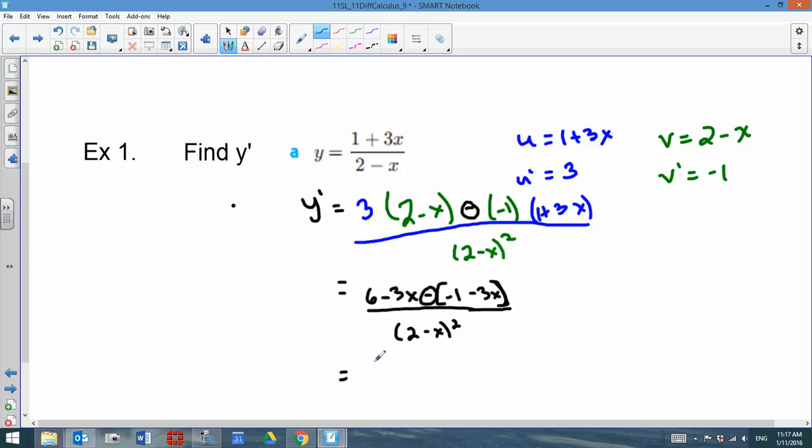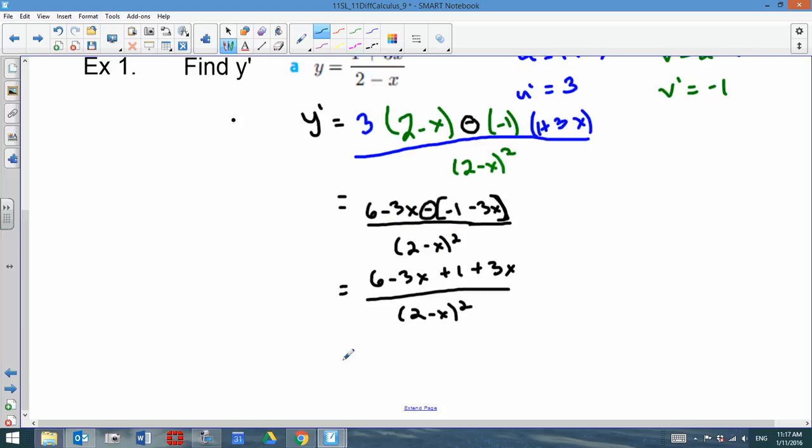Let's go ahead and simplify that again. So 6 minus 3x plus 1 plus 3x over the same denominator of 2 minus x squared. And then we'll wind up simplifying that again. So negative 3x and 3x will cancel out. So 6 plus 1 is 7. Divided by the 2 minus x quantity squared. So our derivative, y dashed, is 7 divided by 2 minus x quantity squared.